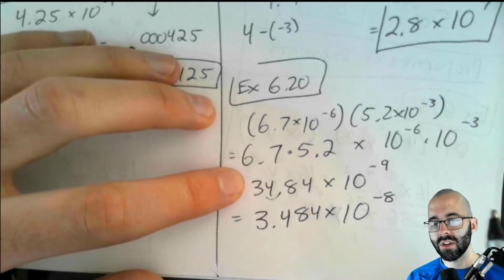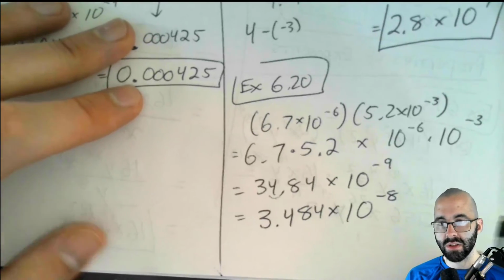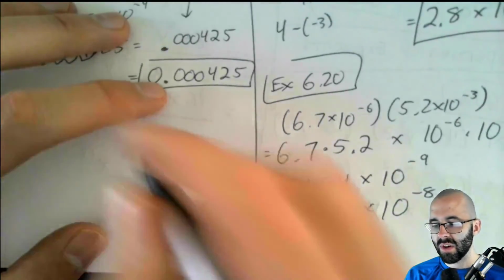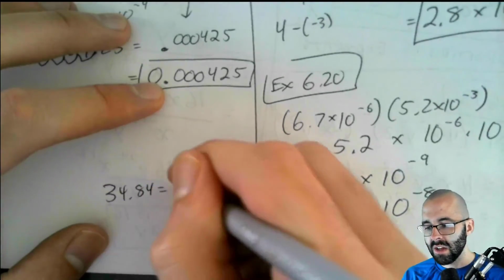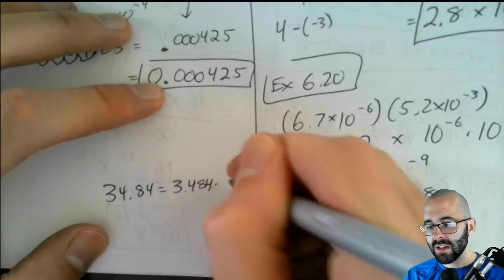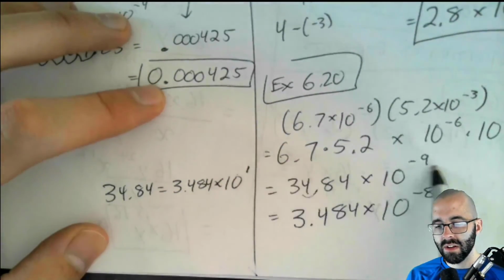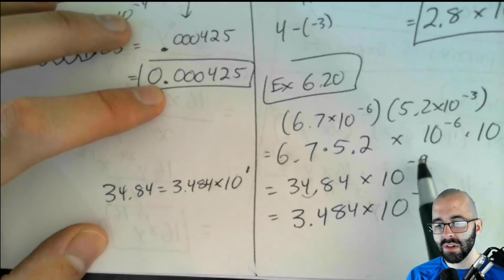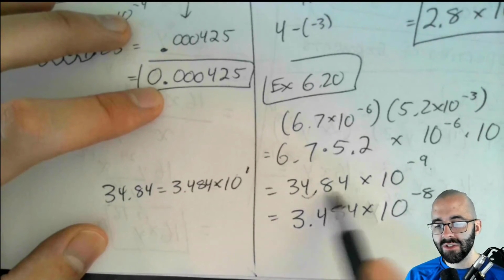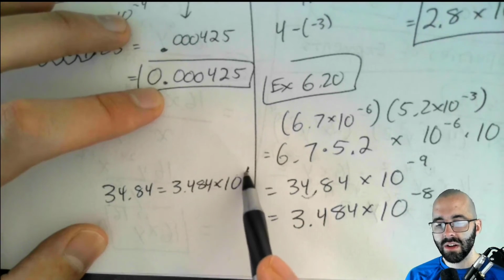And if you're ever unsure, go back to maybe a smaller example. Like maybe go off to the side and say, okay, how do I write 34.84 in scientific notation? Well, it's 3.484 times 10 to the first power. So we're really just adding 10 to the first, this 1 exponent, and then negative 9. Add those together and you get negative 8. So if it's not in scientific notation and you don't know which way to move that, go off to the side. We're adding 1.